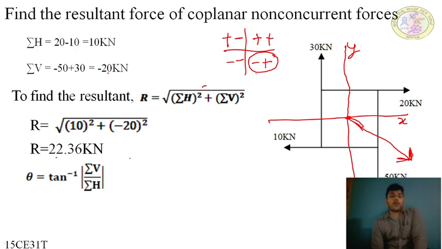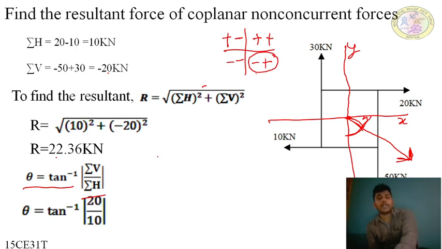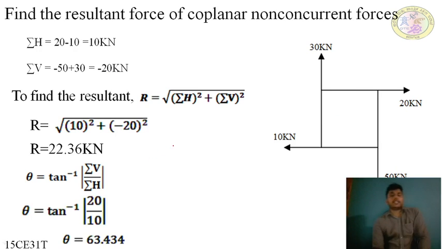Now, how to calculate the direction? From here to here it is 90 degrees. Exactly where it is situated, we have to find out. For that, theta is equal to tan inverse of sigma V by sigma H. Substitute sigma V by sigma H, 20 by 10, then we'll get 63 degrees.